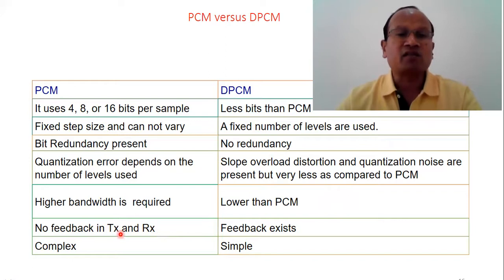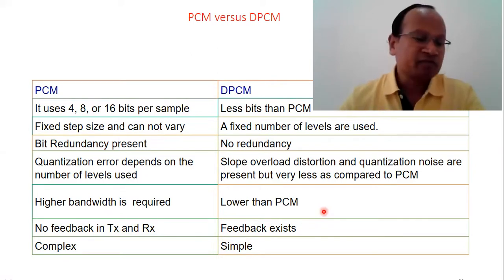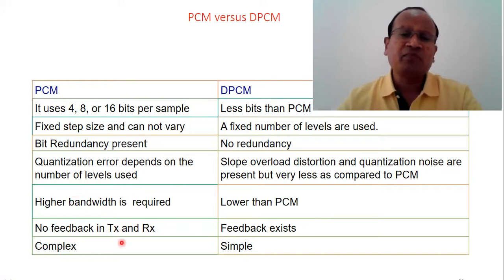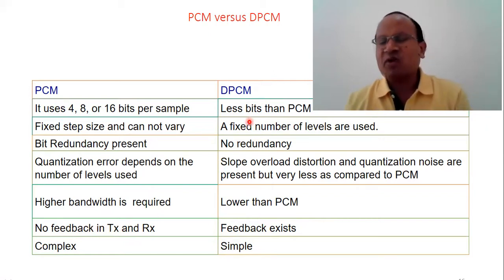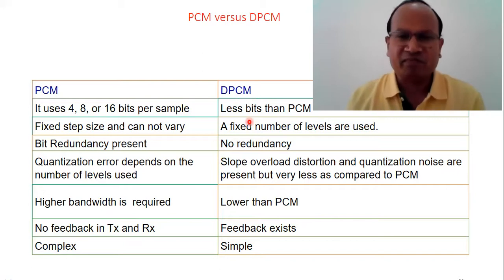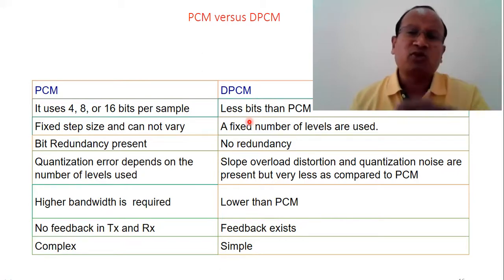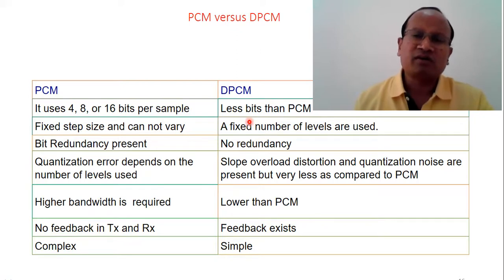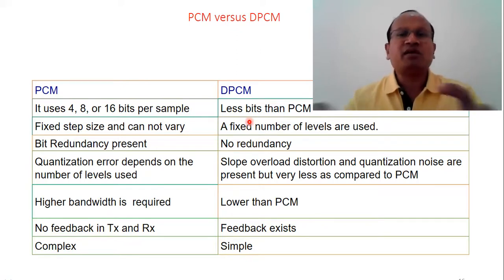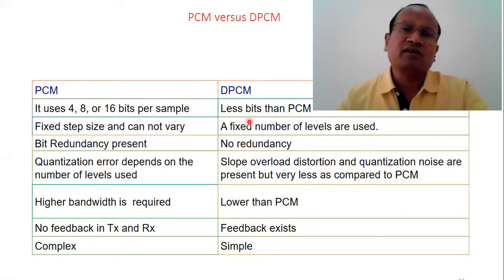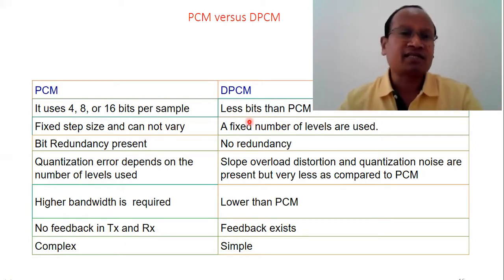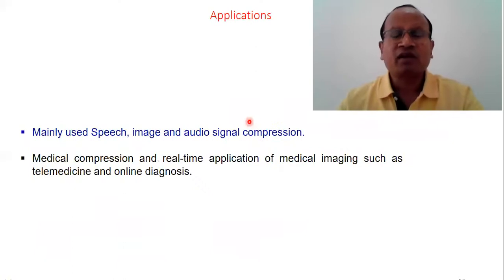There is no feedback in the transmitter and receiver in PCM, whereas in DPCM, feedback exists. We have seen there is a loop, there is a feedback. In PCM, the transmitter and receiver are complex, but in DPCM, we are only using a predictor, quantizer, and comparator, that is a mixer, and then an encoder. There are no other components required as in PCM. So complexity is not very large in DPCM, which is less as compared to PCM.